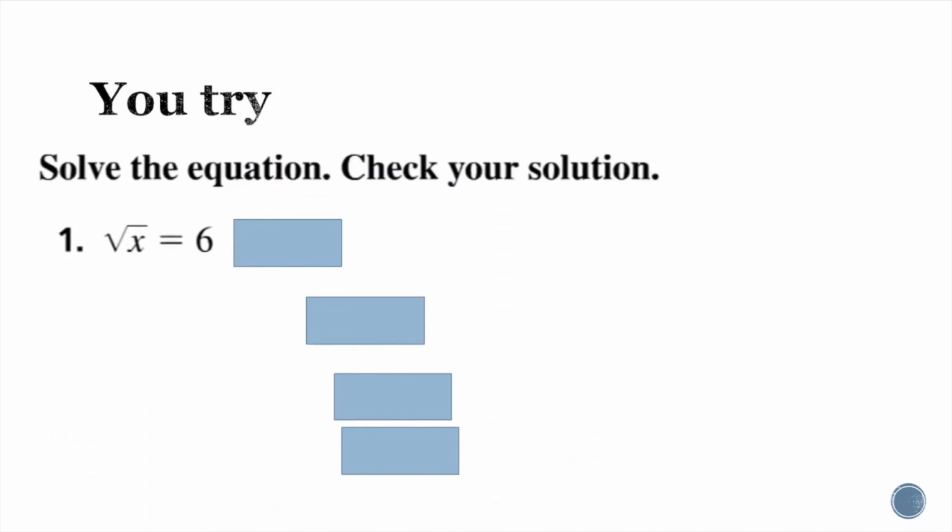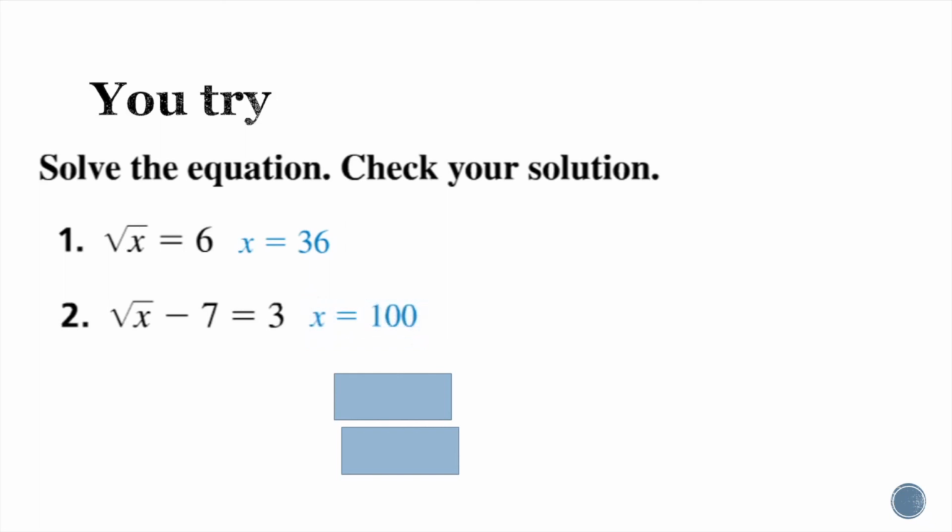Now I'd like you to try. So, solve the equation. The square root of x is equal to 6. Hopefully you got 36. Perfect. Square root of x minus 7 is equal to 3. Hopefully you saw that that was 100. Adding 7 on both sides, you get 10. 10 squared is 100. Perfect.